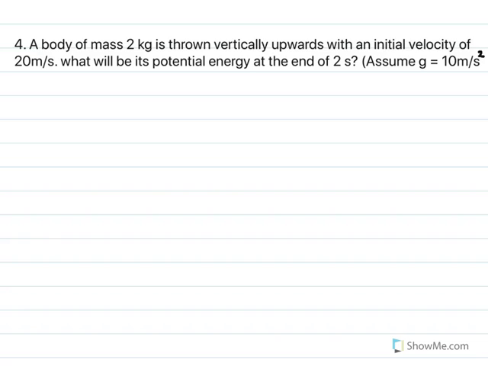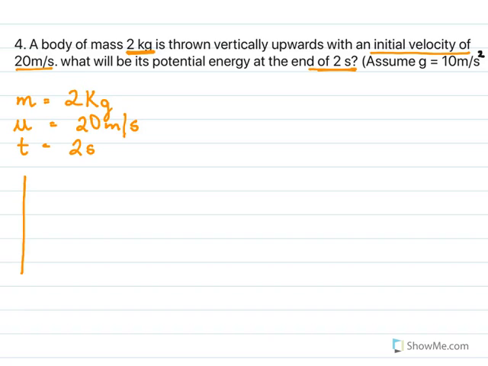A body of mass 2 kg is thrown up vertically upwards with the initial velocity of 20 meter per second. So your u is initial velocity 20 meter per second. What will be its potential energy at the end of 2 seconds? So time is 2 seconds. So we must know the height it has covered in 2 seconds.